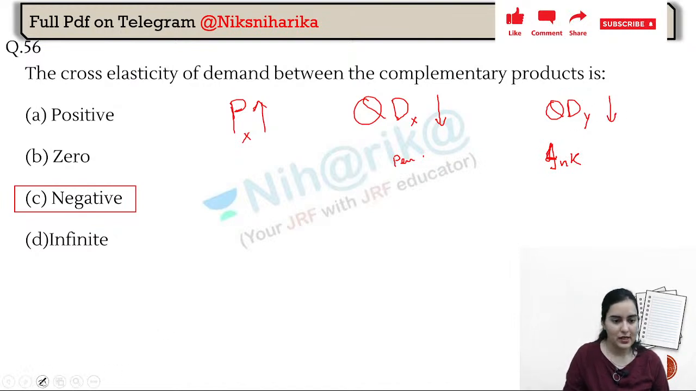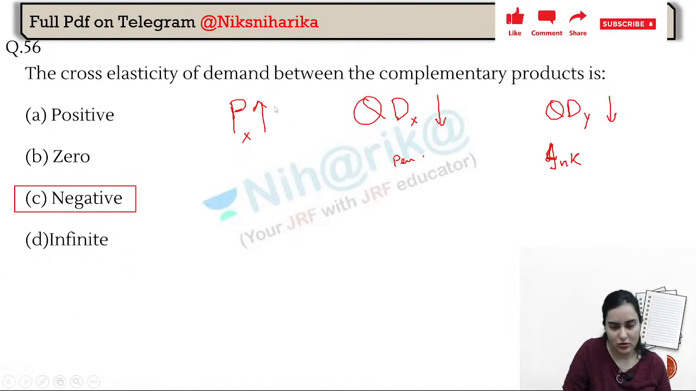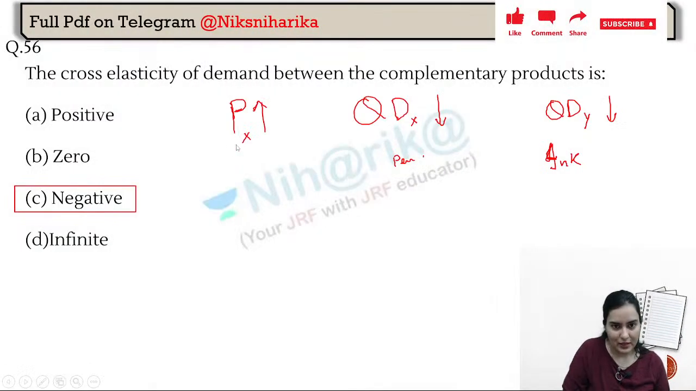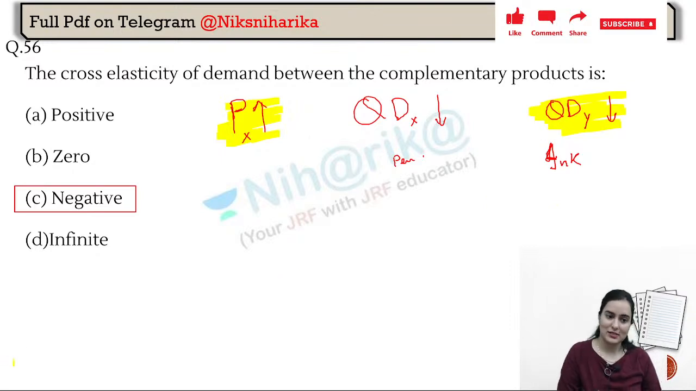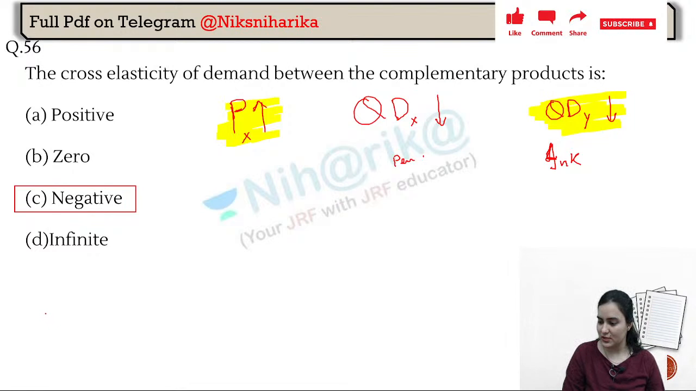So please help me out with the cross elasticity of these two products. Cross elasticity means how the price of one product is impacting the quantity demanded of the other product. That is cross price elasticity. Is this positive or negative? Is this going direct or inverse? This is going inverse, isn't it?